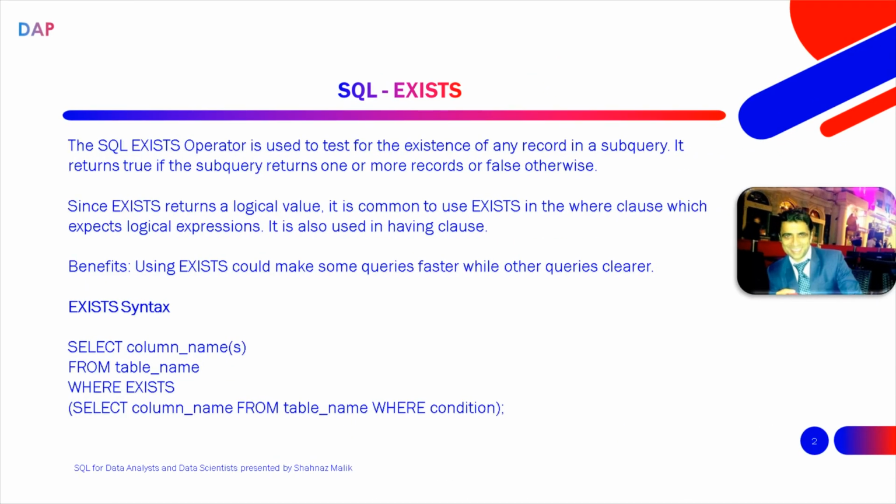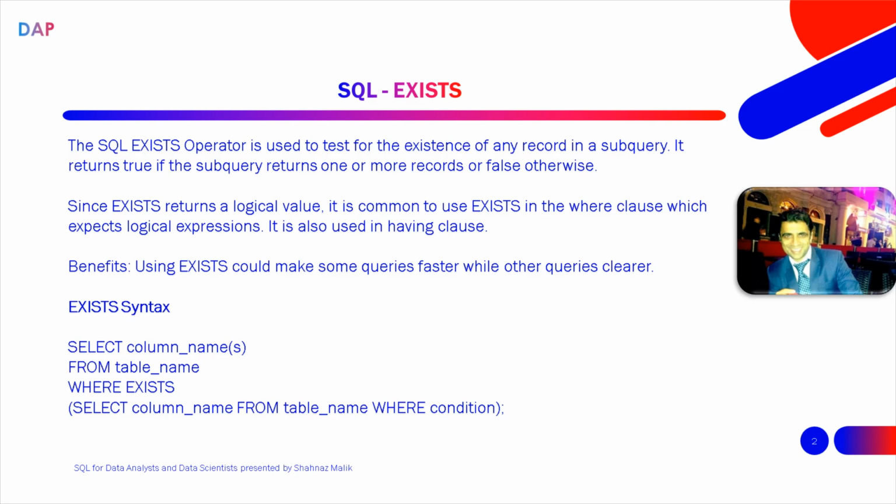Let's move on quickly. The SQL EXISTS operator is used to test for the existence of any record in a subquery. It returns true if the subquery returns one or more records, or false otherwise. Since EXISTS returns a logical value, it is common to use EXISTS in the WHERE clause, which expects logical expressions. It is also used in the HAVING clause. Benefits: using the EXISTS operator could make some queries faster while making other queries clearer.